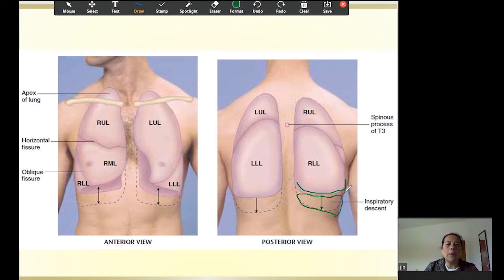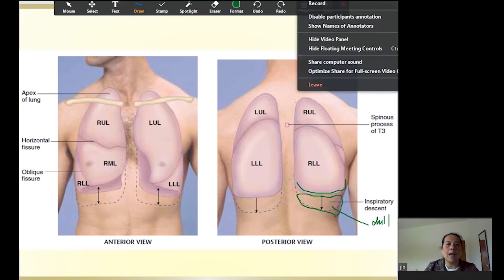But how can we separate where the lung is? We must find some dull sound, that's the liver sound. We are checking not for the liver, but the sounds coming from the liver.